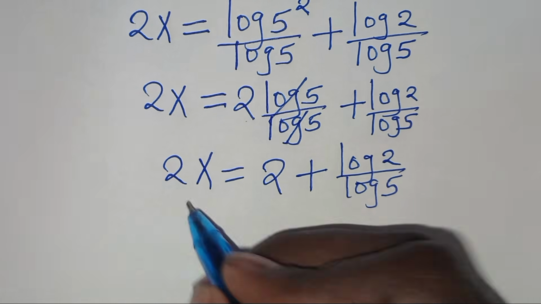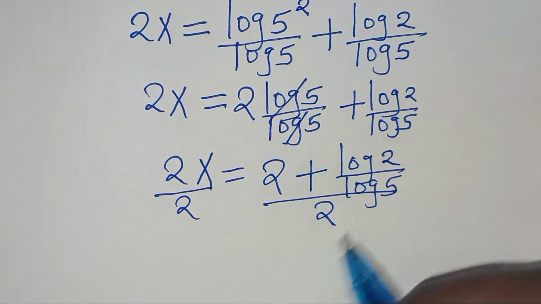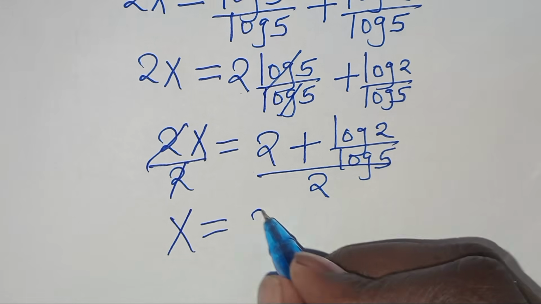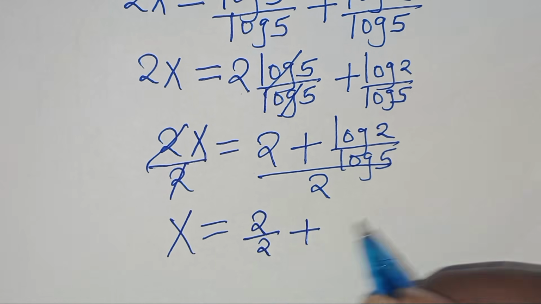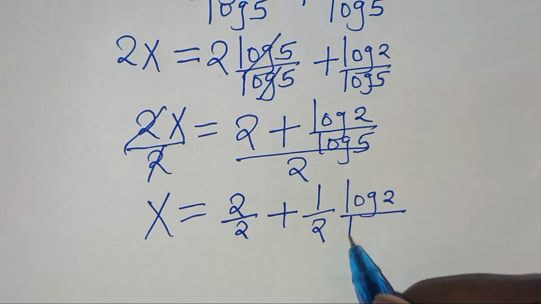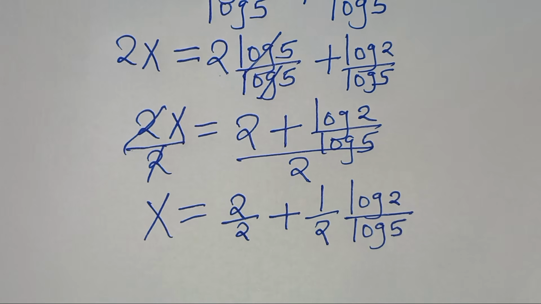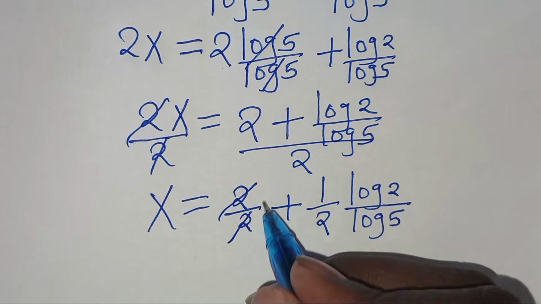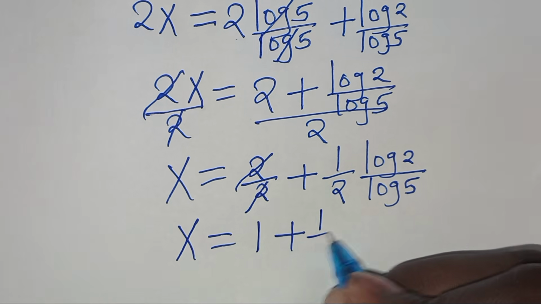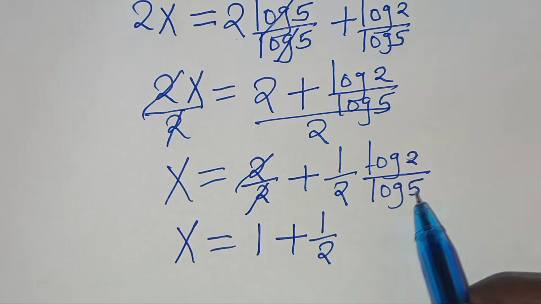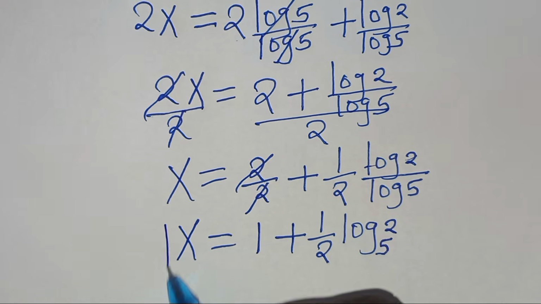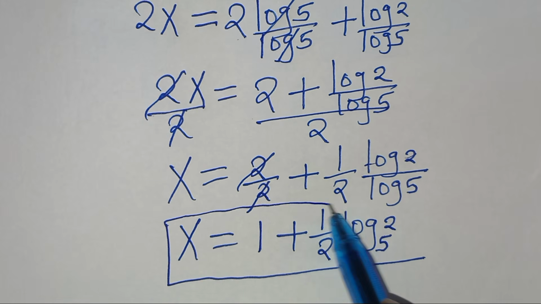Now let's divide on both sides by 2, so that now we have x equal to 2 over 2 plus a half, log 2 divided by log 5. Now let's simplify here. 2 and 2 simplify so that we have x equal to 1 plus a half. We can express log 2 over log 5 as log 2 to base 5. So this is the value of x.